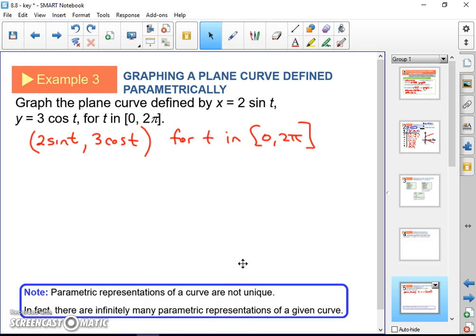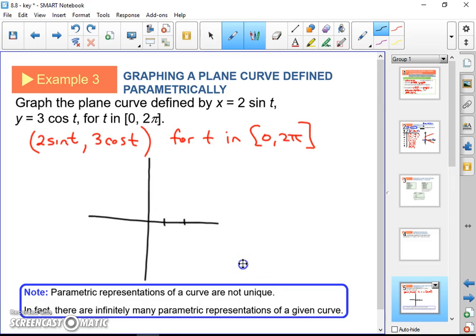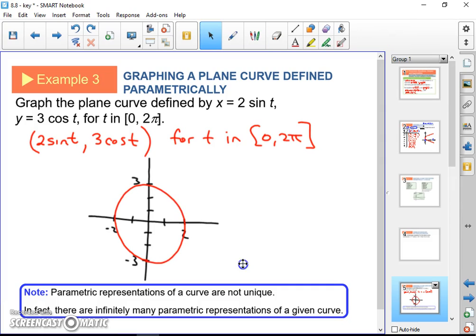Let's make a quick sketch. 1, 2. 1, 2, 3. Not perfect, but we can definitely tell that that's an oval. That's a really easy thing to do with this graphing software.